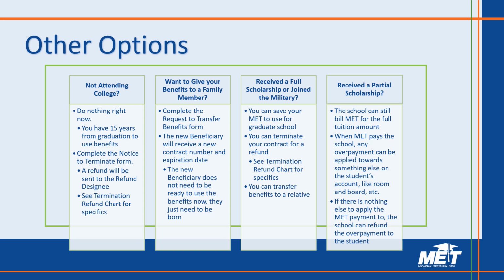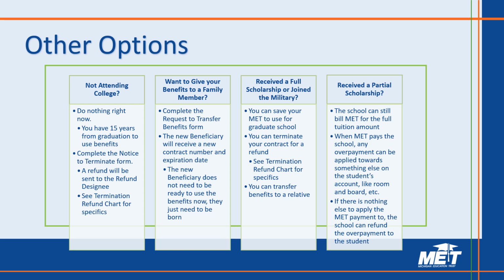A refund will be issued to the person on your contract listed as the refund designee. Most likely that is the person who purchased your contract, but when you log into your account online, you can verify who that person is. Please keep in mind, refunds that are not used for qualified higher education expenses will be subject to a 10% federal penalty and regular income taxes on the earnings portion of the refund.